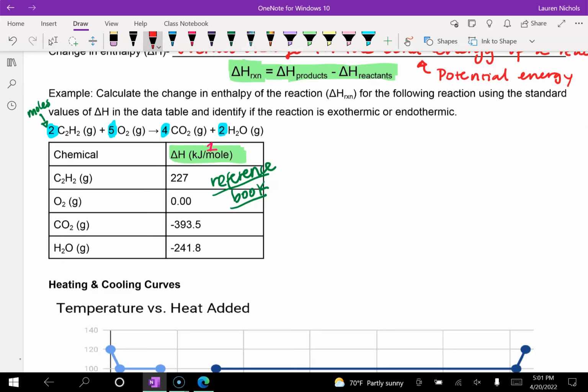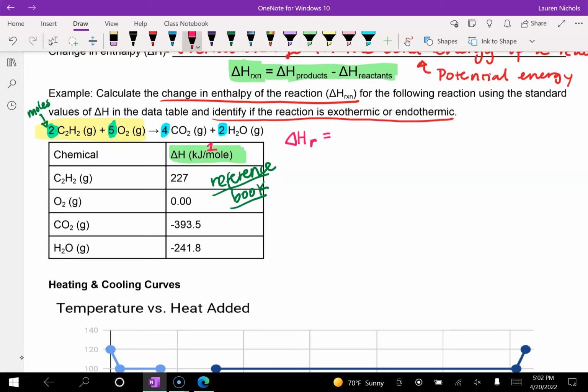And so to calculate the delta H of our reaction, because they want to know the change in enthalpy of the reaction and to identify if it is exothermic or endothermic, what we first do is identify our reactants and products. So I'm going to highlight my reactants in yellow. That's the C2H2 and the O2 on the left side of my arrow. And so what we see here is that the delta H of my reactants, where R stands for reactants, is going to be equal to those things combined.